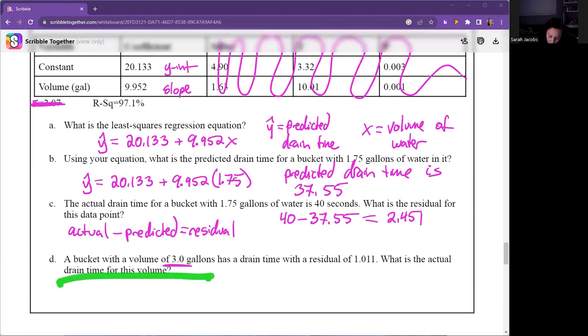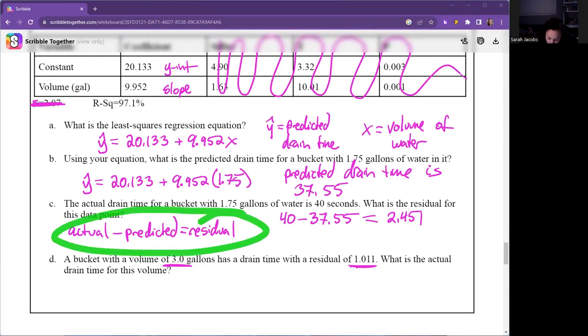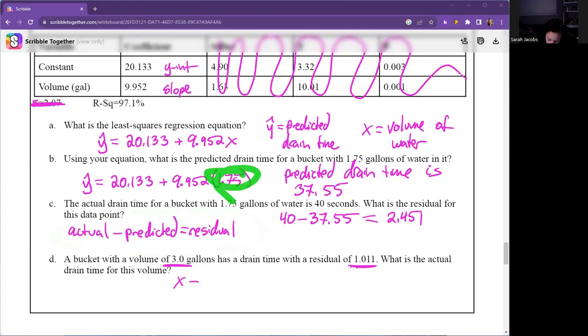Here, a bucket with a volume of 3 gallons has a drain time with a residual of 1.011. What is the actual drain time? Again, this is just algebra. So the actual is what we're looking for. The predicted, we're going to have to plug 3 gallons into this equation. So we can just do that right here. 20.133 plus 9.952 times 3 equals, and then we know the residual is 1.011. So we'll plug this into a calculator.